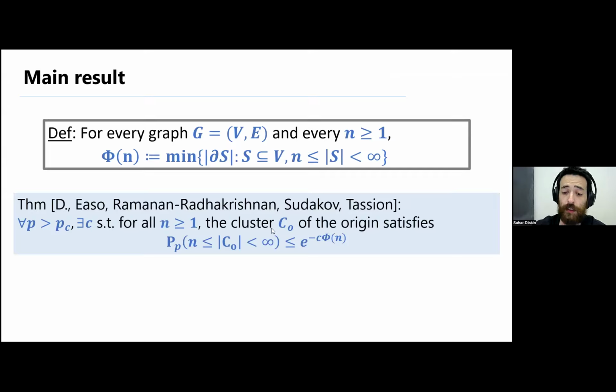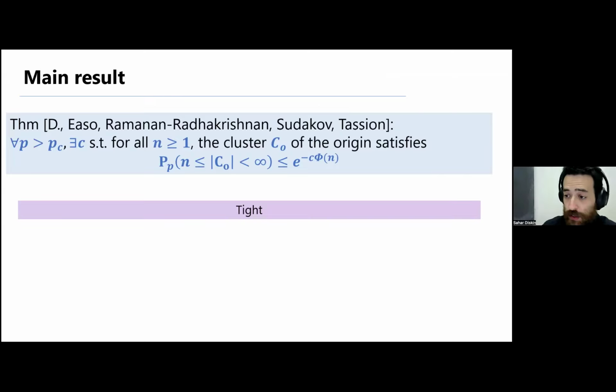The probability that it is of size at least n, but finite, under p-percolation decays exponentially in phi of n. So it decays exponentially in this minimum number of edges that are needed to cut some set of size n. A few comments about this. First of all, this result is tight. You can show that this probability is at least e to the minus some other constant times the same phi of n. So this is the best we can hope for.